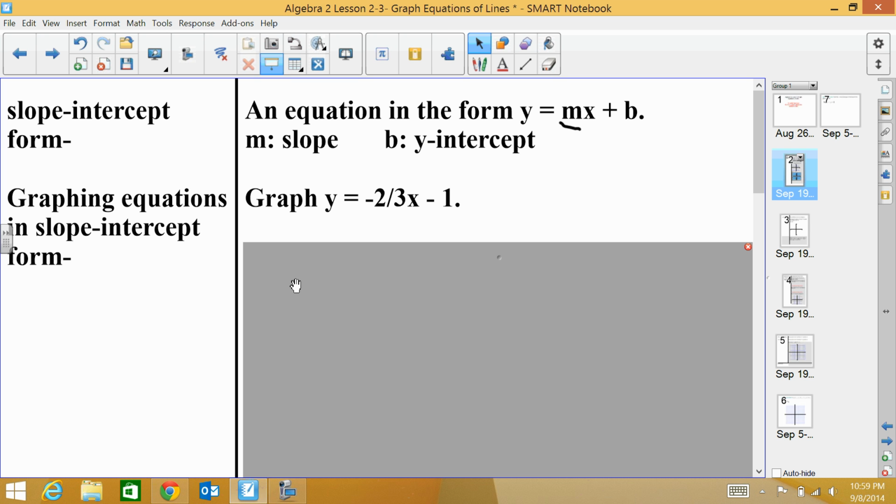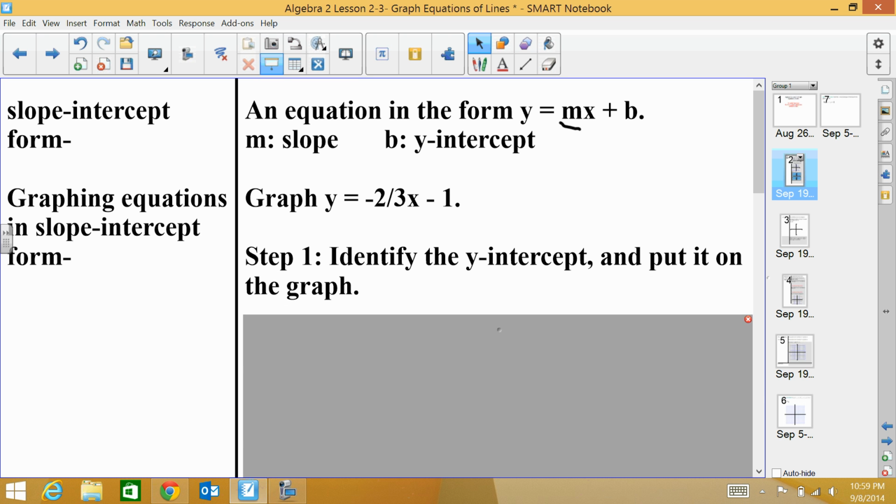Now let's say we're trying to graph an equation that's in slope-intercept form. So they want you to graph the equation y equals negative 2/3 x minus 1. So let's look at our steps right here, and then we'll go ahead and graph it. So first what you want to do is identify which number is the y-intercept, and put it on the graph. In this case, our y-intercept is the number in place of b, which would be negative 1. So we're going to put that on the graph.